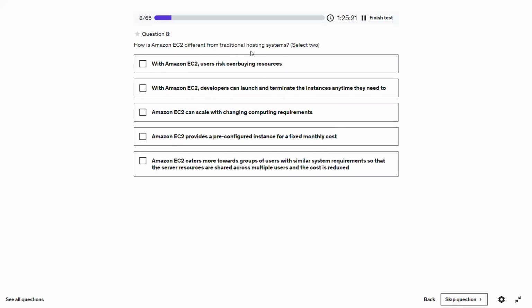How does Amazon EC2 differ from a traditional hosting system? If you are running some machines the traditional way, on premises, versus running on Amazon EC2, what's the difference? With Amazon EC2, users risk overbuying resources: totally wrong.